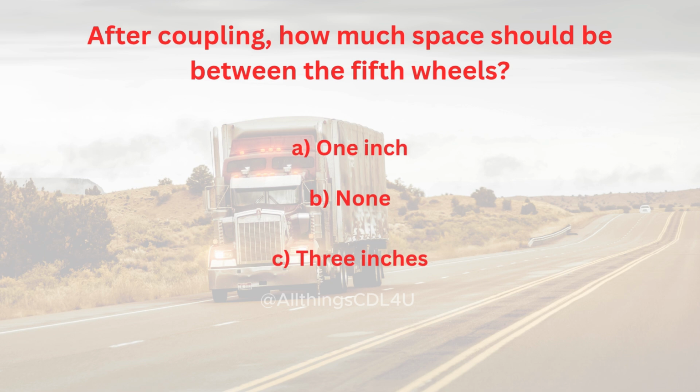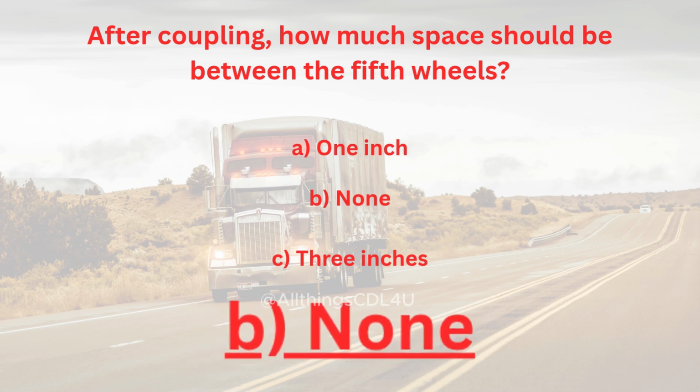After coupling, how much space should be between the fifth wheels? A. 1 inch. B. None. C. 3 inches. B. None.